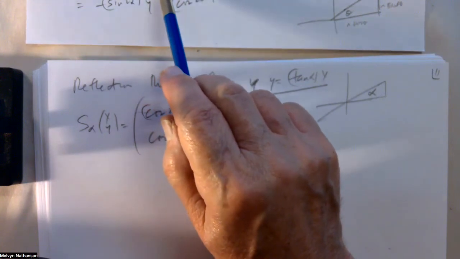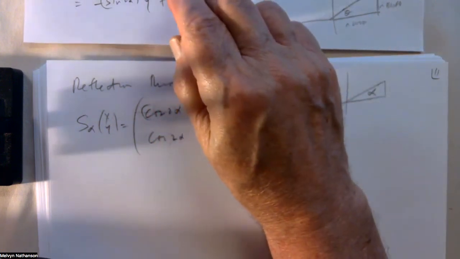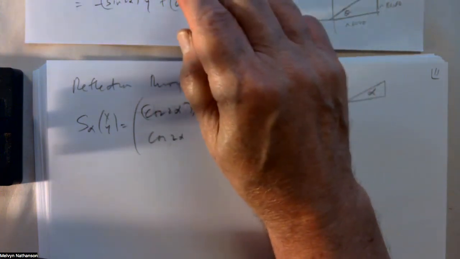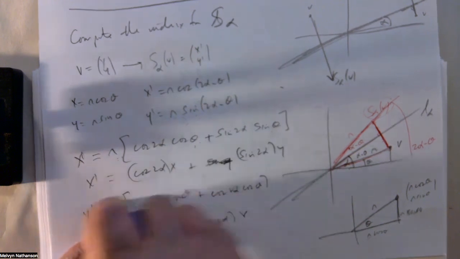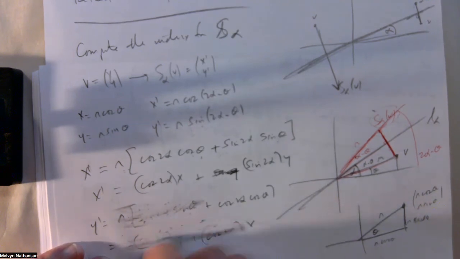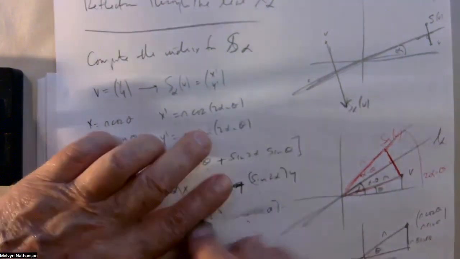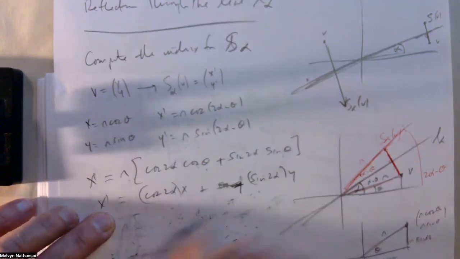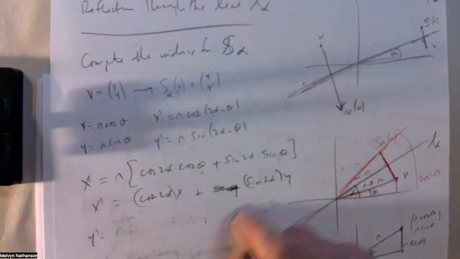r sine theta is y, so y prime is r. Oh, sorry, I wrote this down wrong. So y prime is r times the sine of 2 alpha minus theta. So let me use the addition formula for the sine and not for the cosine. I'm always very glad to make mistakes because it's important to make mistakes and then figure out how to find the mistake and correct it.